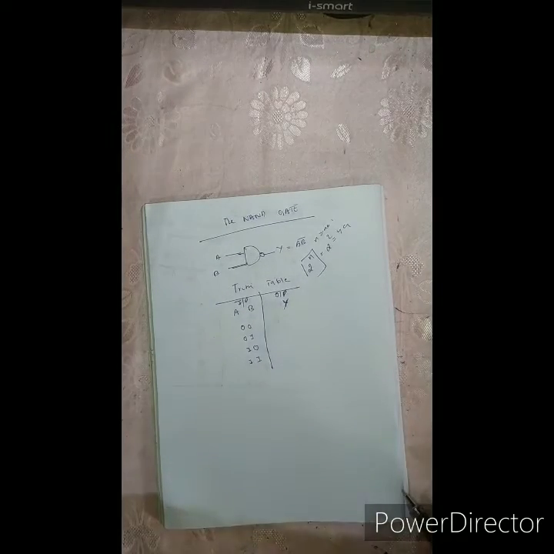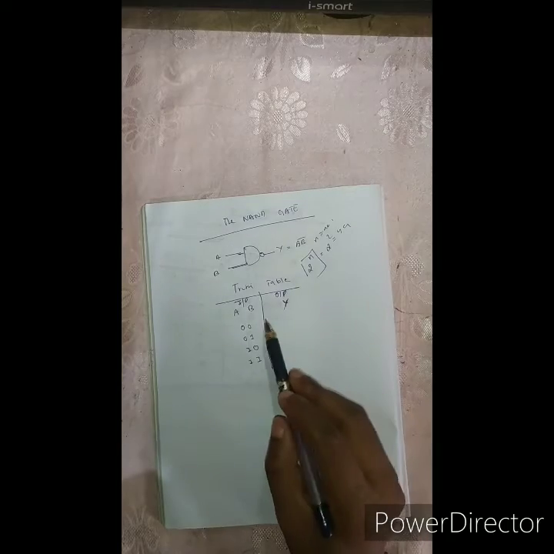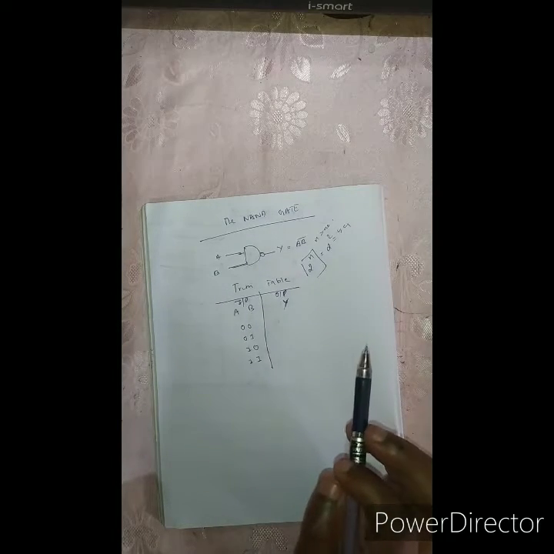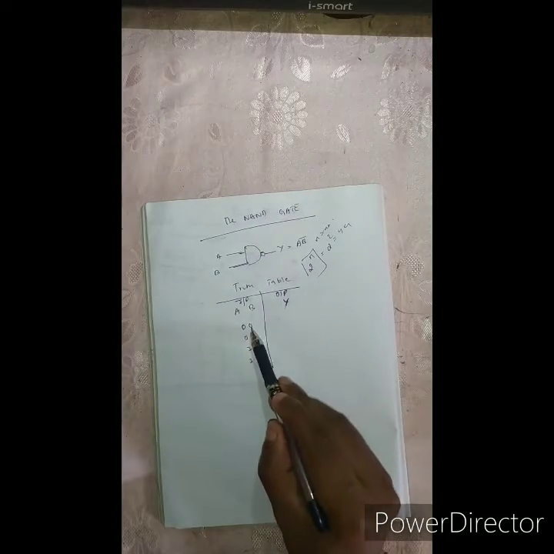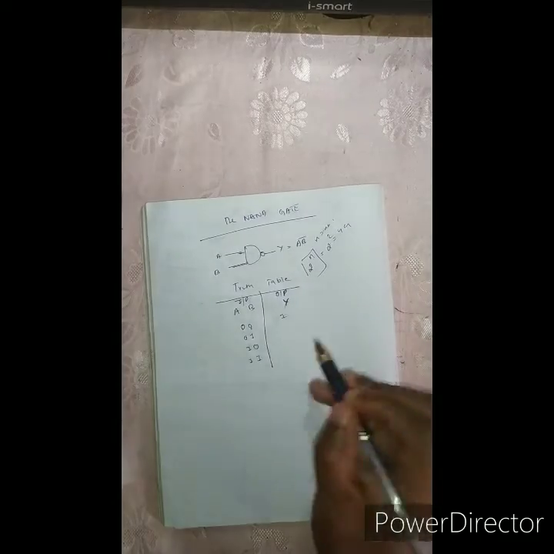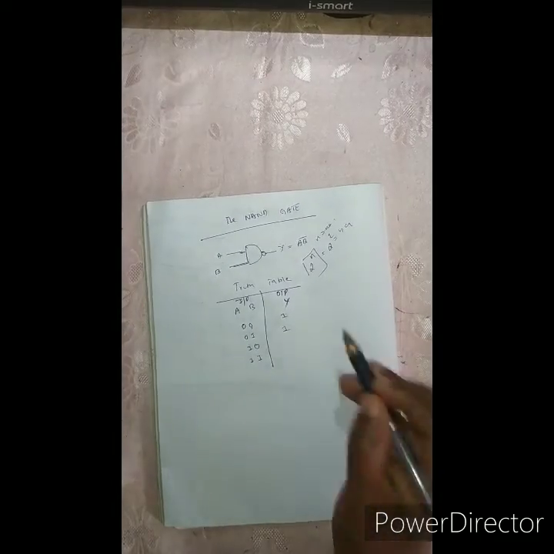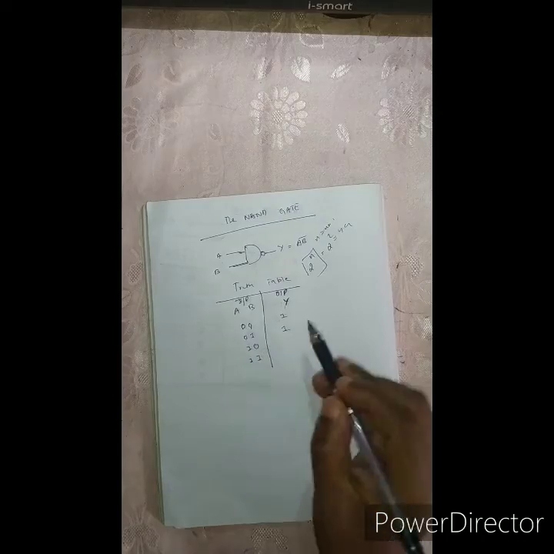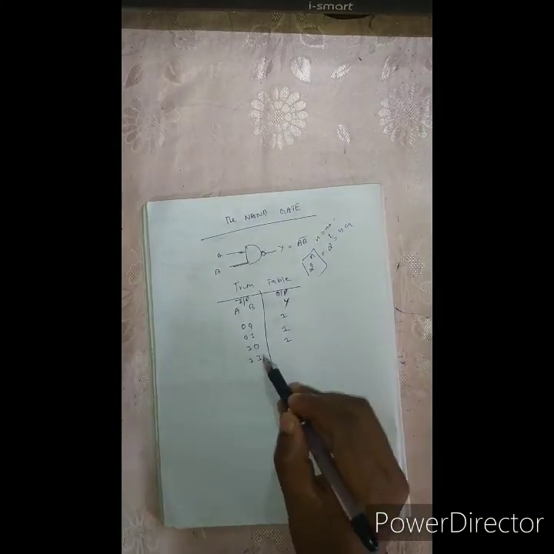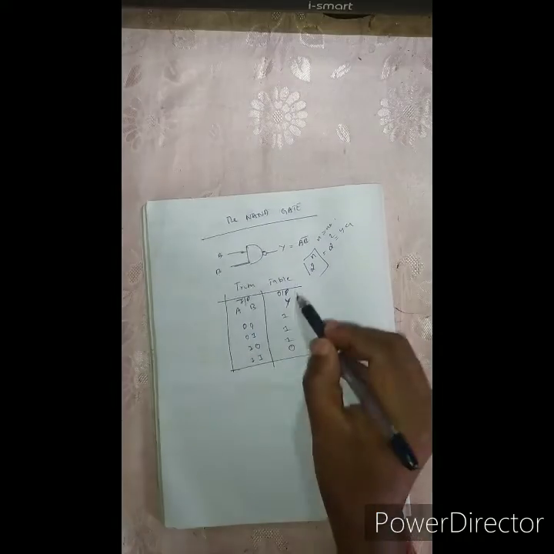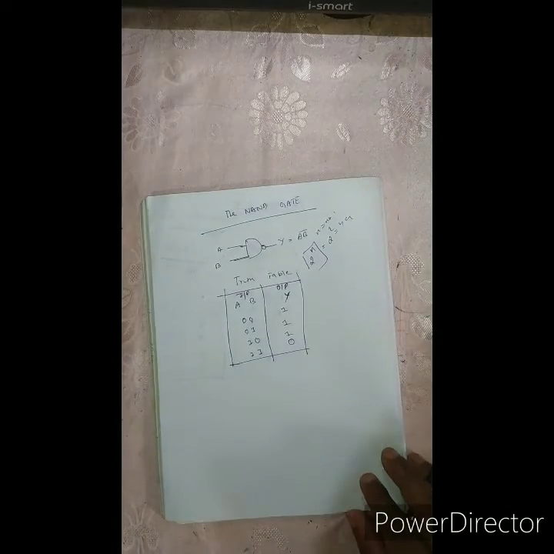So it is the complement of the AND gate. The AND gate performs logical multiplication. So 00 is 0, but it is complemented, so it will be 1. 01 is 0, but it will be 1 since it is complemented. 10 is also 0, but it will be 1. 11 is 1, but it will be 0. So this is the truth table for the NAND gate.